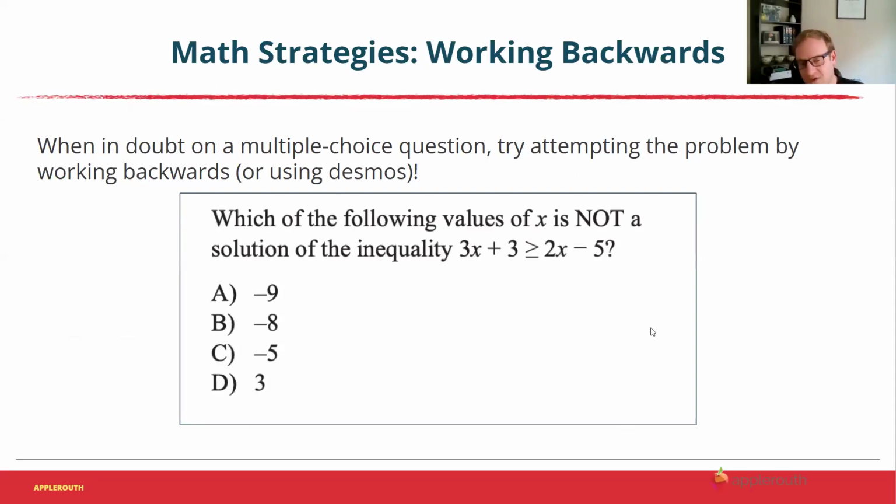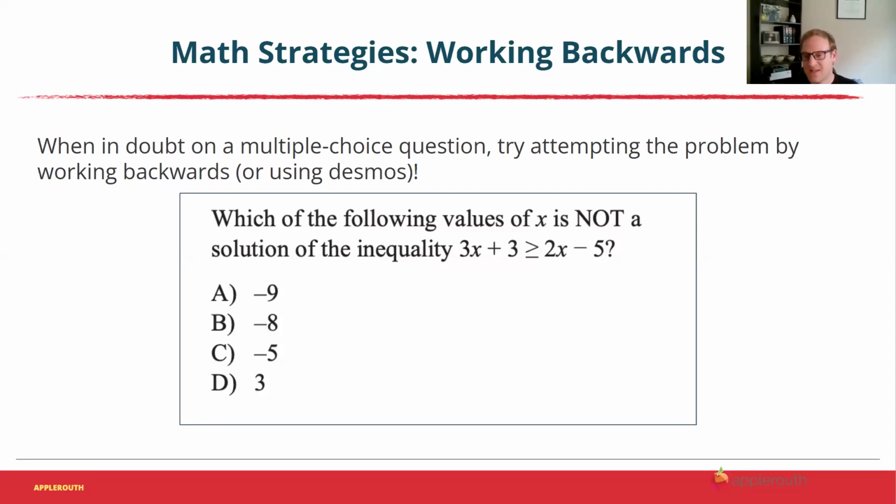I mentioned working backwards. This is now maybe less of a thing than it used to be because of Desmos. But looking at this question, the answers are very approachable. The question is, which of the following values of X is not a solution of the inequality? Well, you can graph this. If you put it in exactly as it is in the Desmos calculator, you would get a shaded region, and you could just see which of these X's is not in the shaded region.